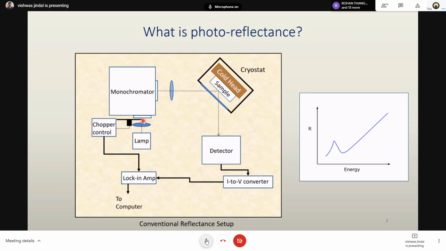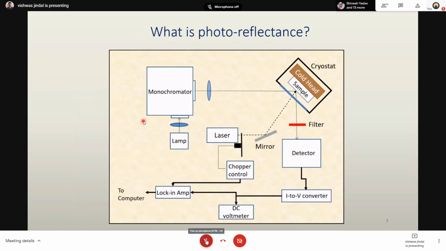Okay. Next, let's move on to what is photoreflectance. In this, we have the same lamp and monochromator. This is a probe beam falling onto the detector. Additionally, we have put a laser here. Now, what do we mean by laser? Laser is basically a source which is much more intense than the probe beam, let's say 100 times or 1,000 times. And then we have placed a filter in front of the detector.